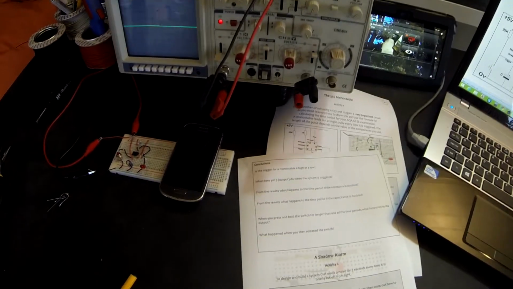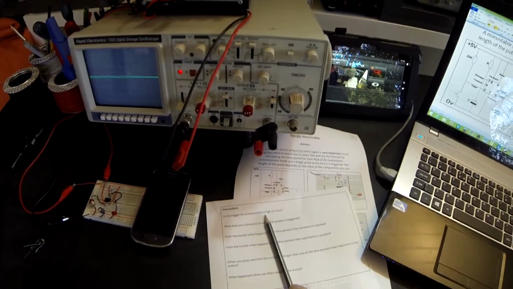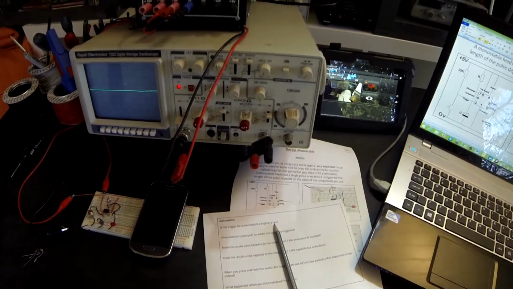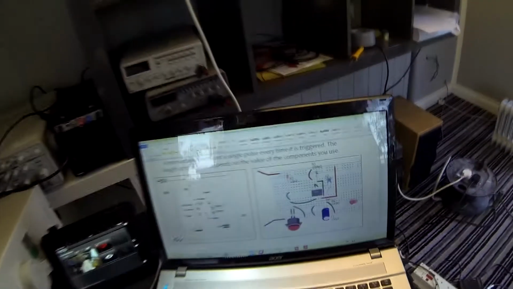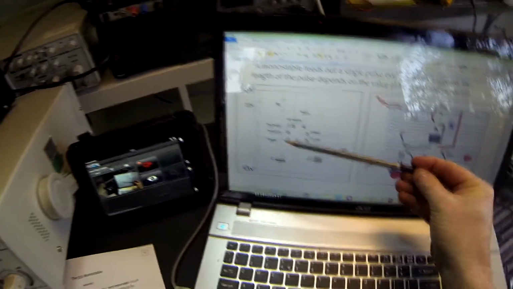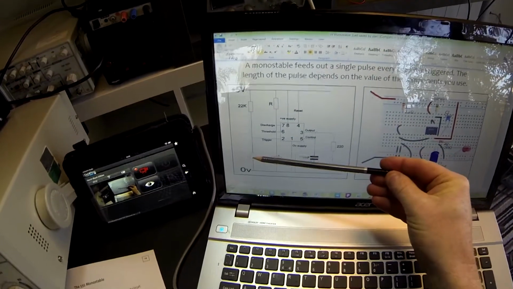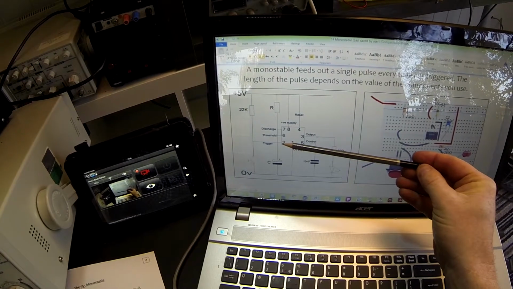Okay, let's have a little look at our conclusions. Is the trigger for a monostable a high or a low? Well, if we look at the circuit diagram, here is our trigger pin. In other words, it's a little bit like a gun starting a race. The second you press it, the race begins.